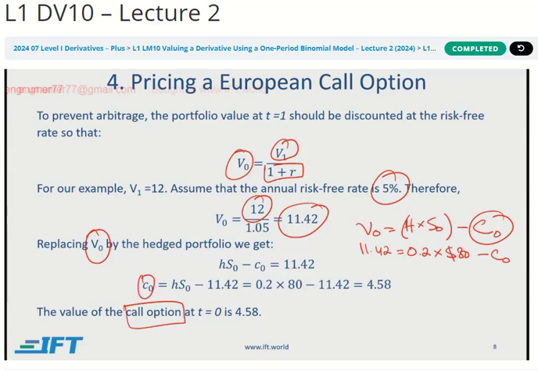So the call option value today is going to be 11.42 minus... if we bring this to this side, call option value today will be 0.2 into 80 minus 11.42, right? And that is what you see over here, 0.2 into 80 minus 11.42, and it comes to 4.58, which is the value of the call option.